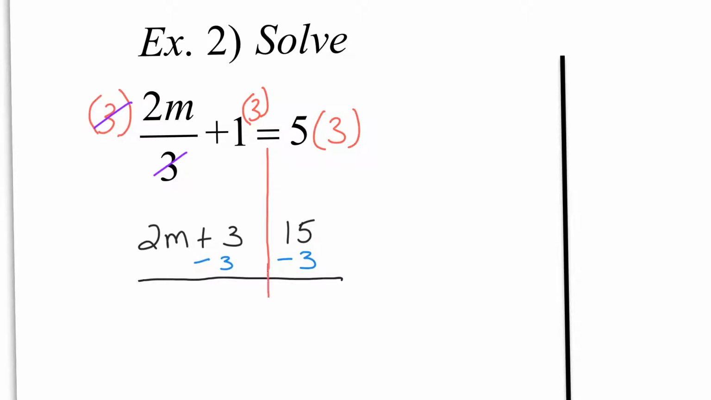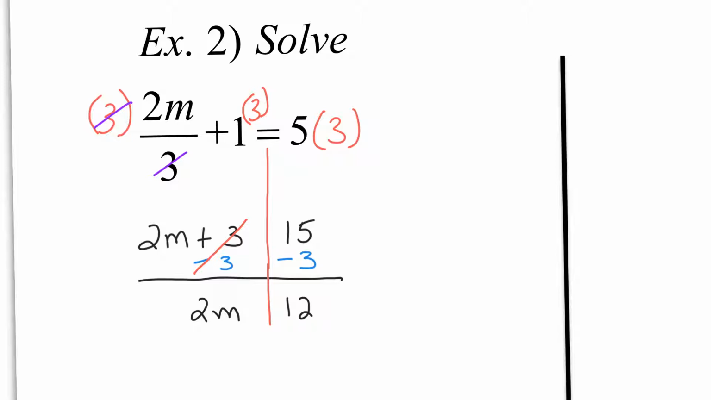So let me bring down the line here. I know that these two numbers here will cancel. Positive 3 minus 3, that's 0, so they cancel. I bring down the 2m, and on the other side, I'm going to subtract 15 minus 3. That's going to be 12. Now I can move on to step number 3.